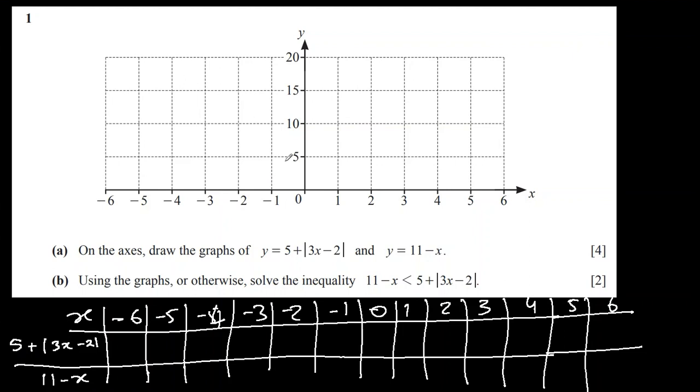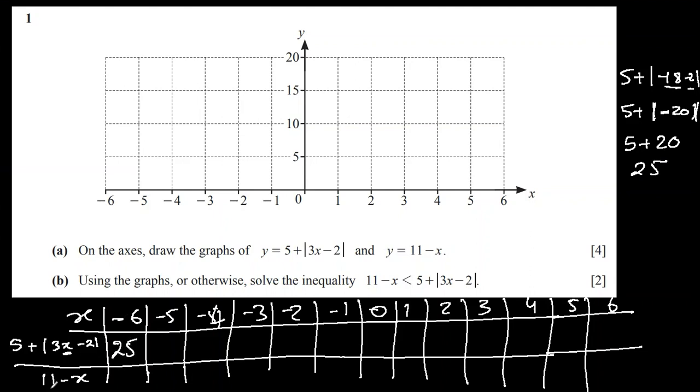So it is 5 plus absolute 3 times minus 6. In place of x, I will write minus 6. 3 times minus 6 is minus 18. And then we have minus 2. So it becomes 5 plus absolute minus 20. And 5 plus 20 is 25. Why plus? Because absolute makes everything positive. Whatever is the sign inside does not matter. It becomes positive with absolute. So 5 plus 20 is 25.